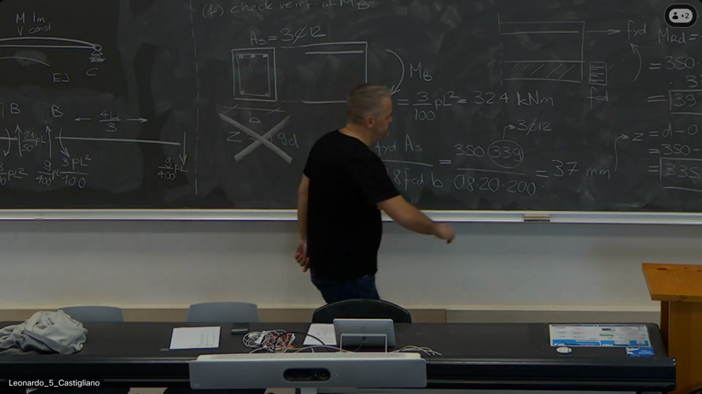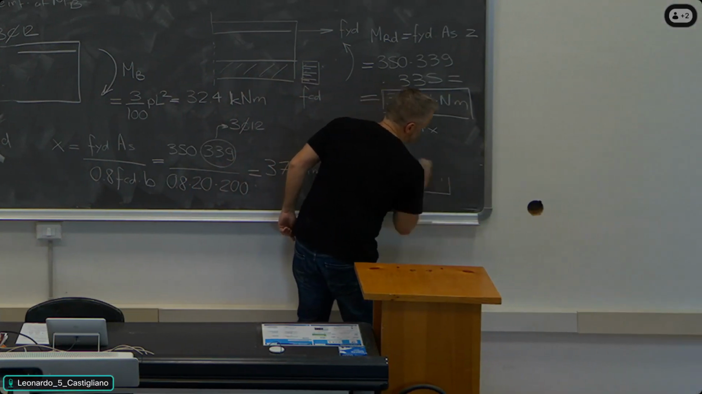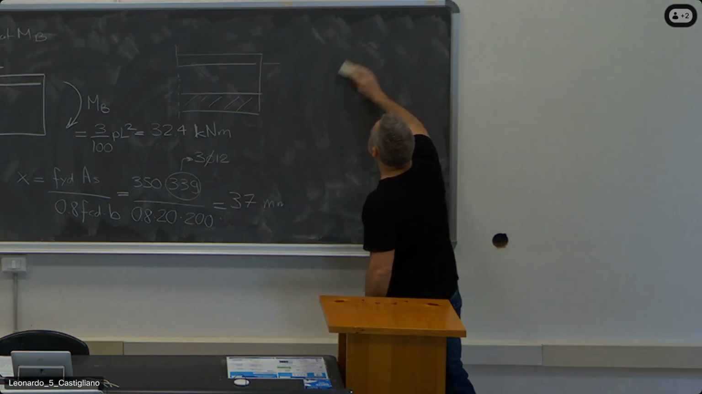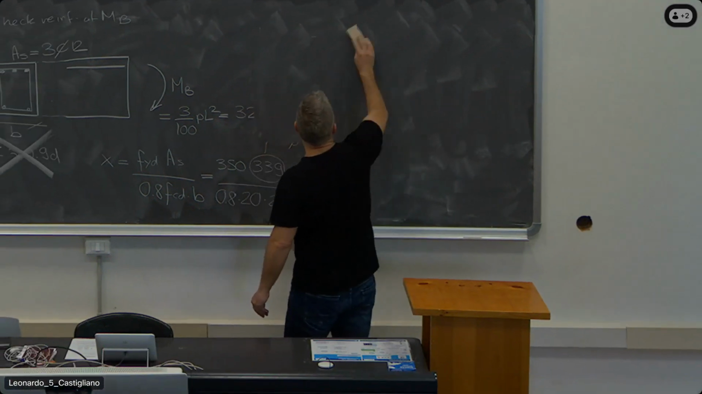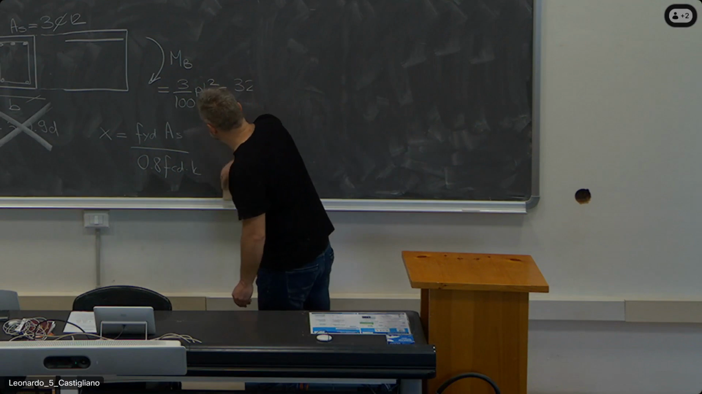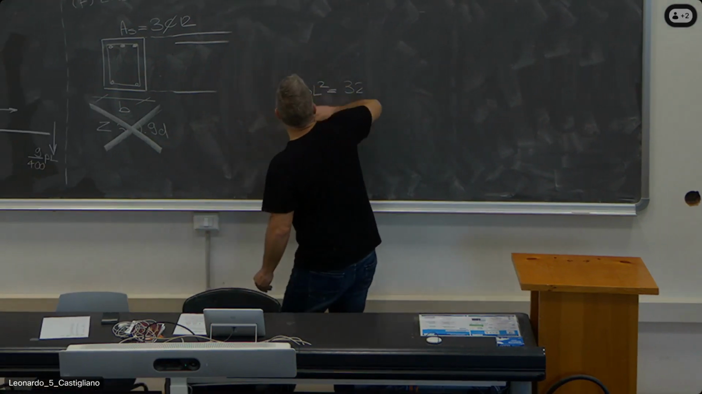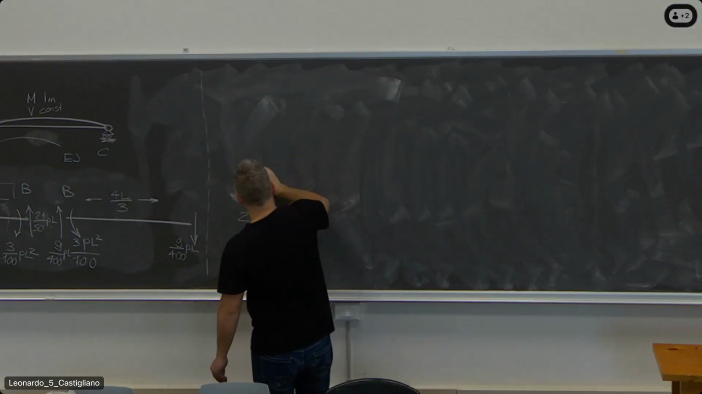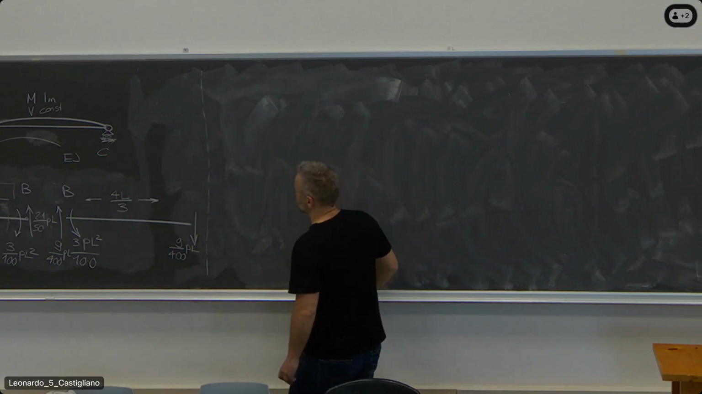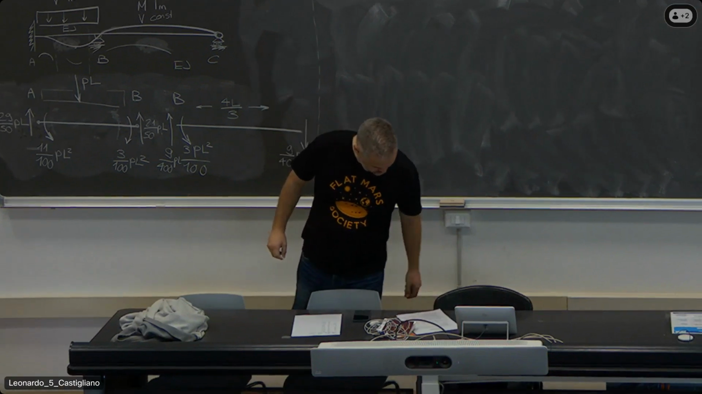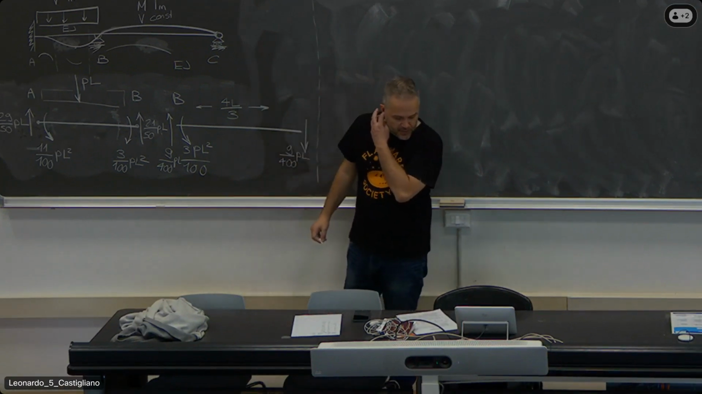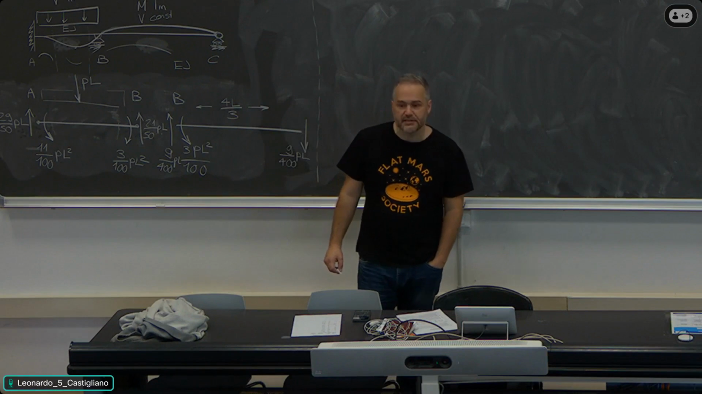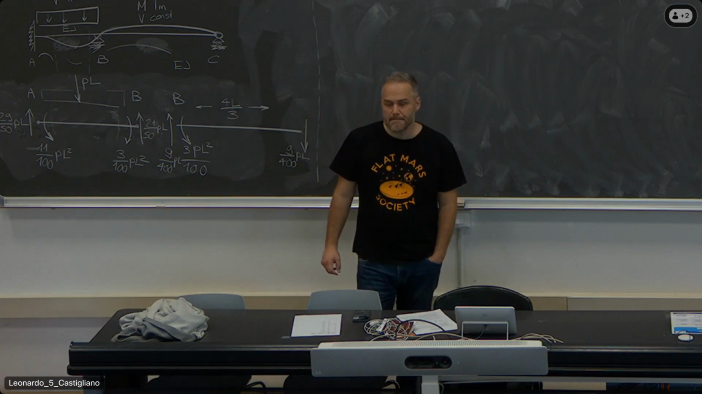Okay, last part. Design the spacing of the stirrups required at point A, assuming the stirrups consist of two-legged vertical 8 mm diameter rebars. Okay?